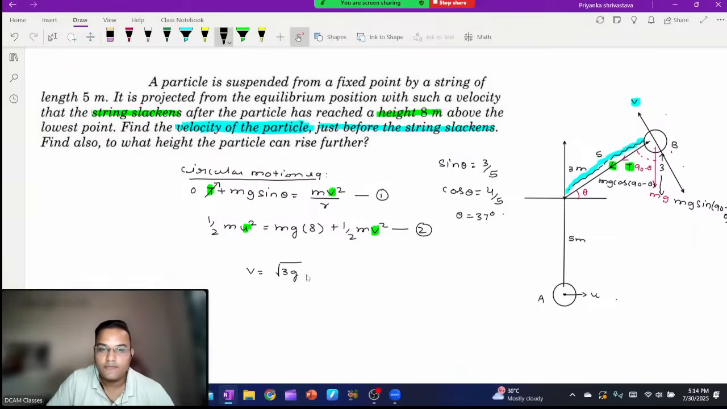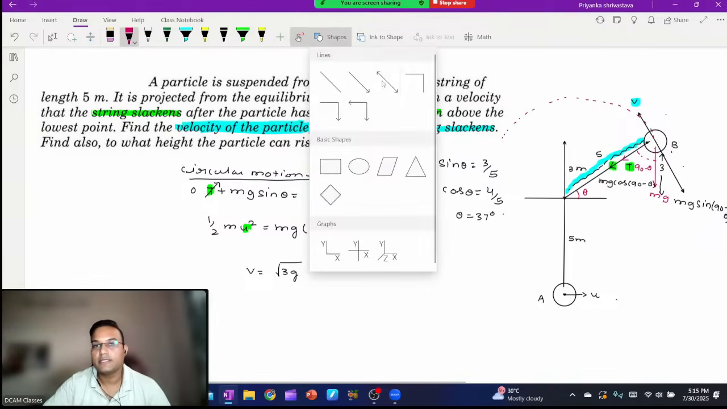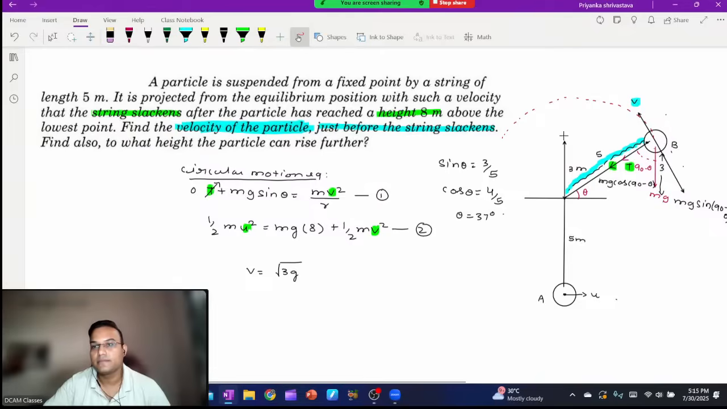Now what after this? This part you have solved, the blue one. Velocity of the particle just before it is there. I think there will be a projectile motion. Correct. Now after that, there will be a projectile motion like this. They are asking you the maximum height, actually, to what height the particle can rise further. So you have to calculate this height only.